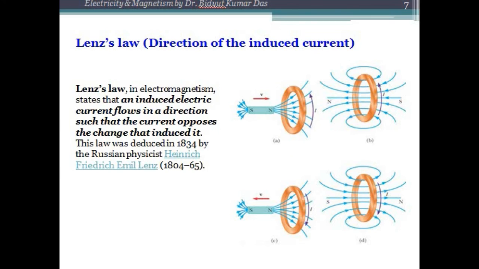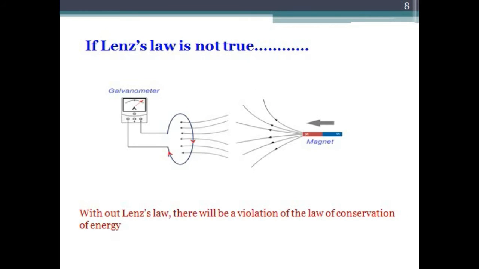Now suppose let us consider that Lenz's law is not true. That means the direction of the induced current is such that it doesn't oppose the motion of the bar magnet, or it does not oppose the original change of the magnetic flux which is passing through the coil. So in that situation, what will happen?